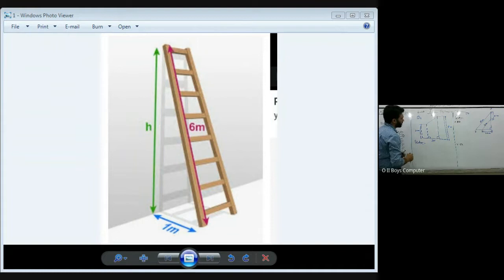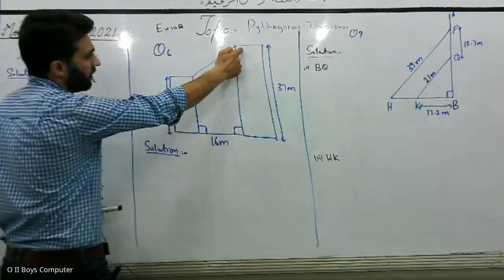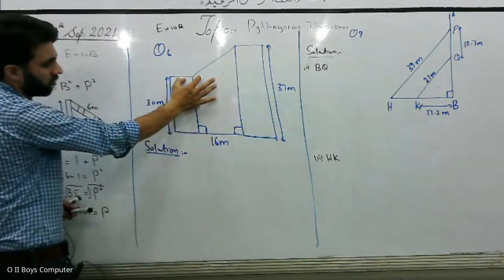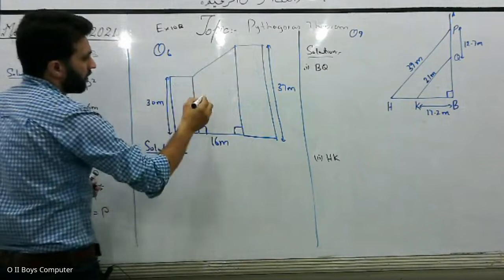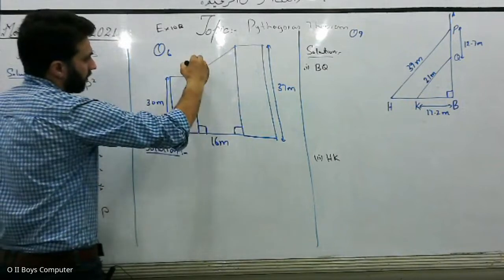In this question, which is a practical based question, we have two vertical buildings. One building is 30 meters high and the second building is 37 meters high. And they have a distance of 16 meters, right? A cable is attached from the top of the taller building to the top of the shorter building, right? This is the cable. We have to find out the length of this cable.